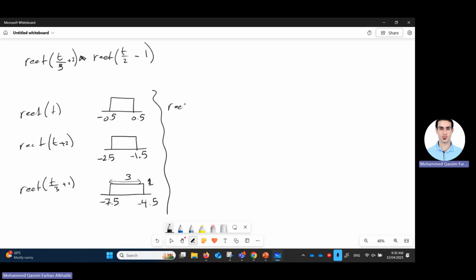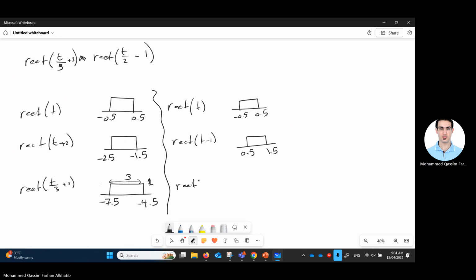Second rectangle, we'll start with the rect. Rect of t is better to start always from scratch, -0.5 to 0.5. Then rect of t minus 1 is shifted to the right. So it's going to be 0.5 to 1.5. Then rect of t over 2 minus 1 goes from -1 to 3.